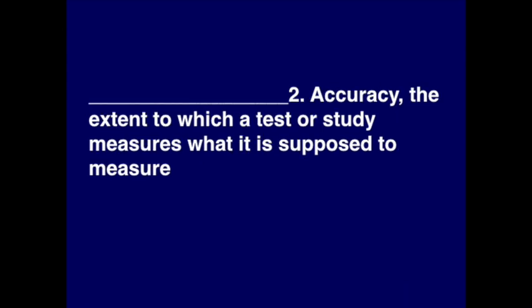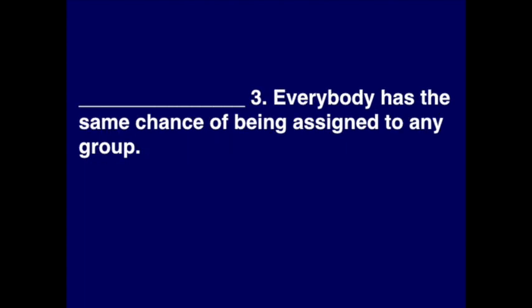Number 2. Accuracy. The extent to which a test or study measures what it is supposed to measure. That's number 2. Number 3. Everybody has the same chance of being assigned to any group. That is our number 3.